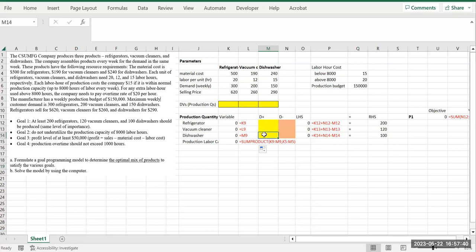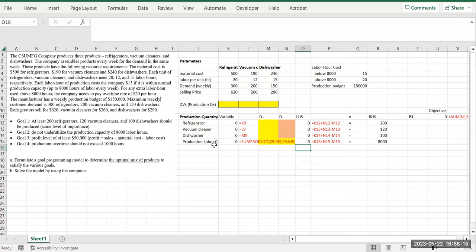So then the decision variables, we allow the actual production capacity to go above or below the goal of 8,000. 8,000 is the normal capacity. And then the LHS is going to be always the same: variable of interest plus negative minus positive deviational value. All right, so that's for production labor capacity.